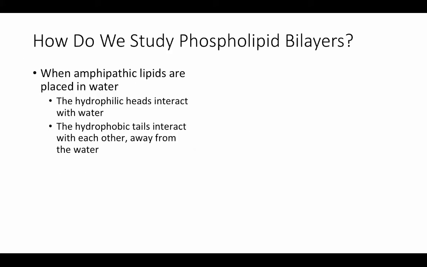So before we go too much into the structure and function relationships, let's think a little bit about how do we know what we know? Always an important question. How do we study phospholipid bilayers? We mentioned when we first started talking about phospholipids way back in the chemistry section of the course, when amphipathic lipids are placed in water, they're going to spontaneously assemble into certain forms. The hydrophilic heads are always going to interact with water. The hydrophobic tails are always going to interact with each other away from the water.